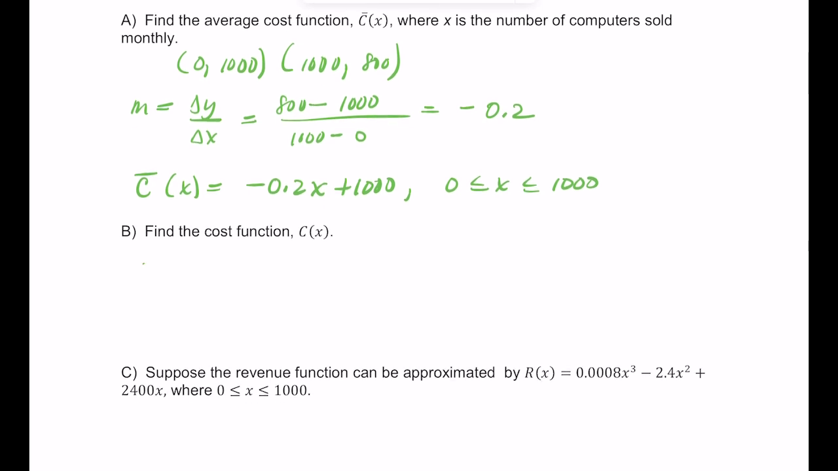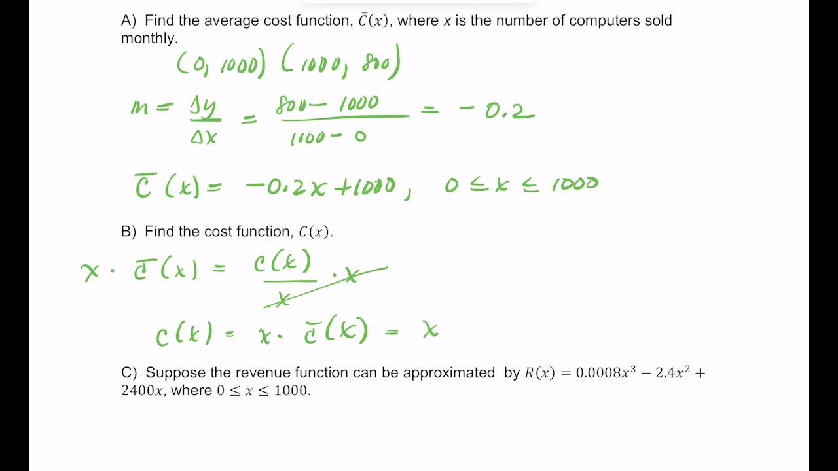Now to find the cost function, right, we know C bar of x, the average cost, is just C of x divided by x. Or you can think of it like this. If I want to solve for this, I'll just multiply both sides by x, and I get C of x equals x times C bar of x. So that's just going to be x times C bar, which we found in the last part. And then that's just going to be negative 0.2x squared plus 1,000x. Okay, and again, that's when you sell from 0 to 1,000 computers.